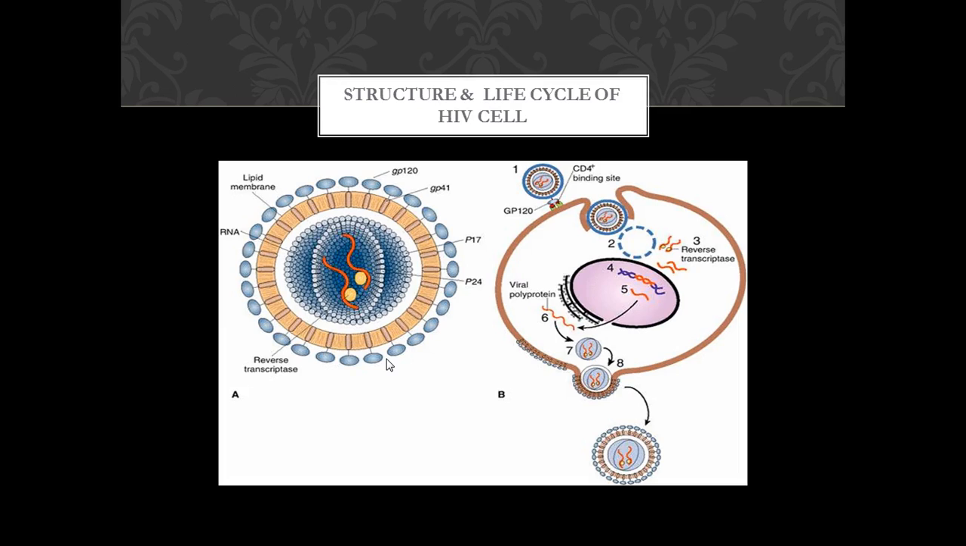5, transcription of the inserted viral DNA produces a viral RNA messenger. 6, translation of the viral messenger RNA is used to create a viral polyprotein. And then 7, and on the screen it'll be 7 and 8, cutting of a viral polyprotein into individual proteins to make up the new virus. And 9, the assembly and release of the new cell from the host cell.